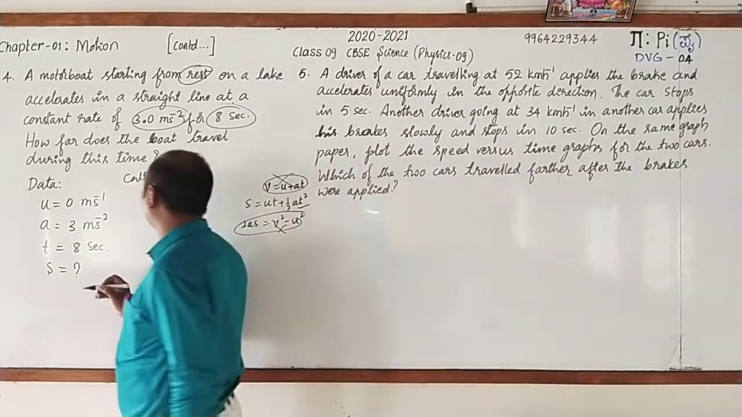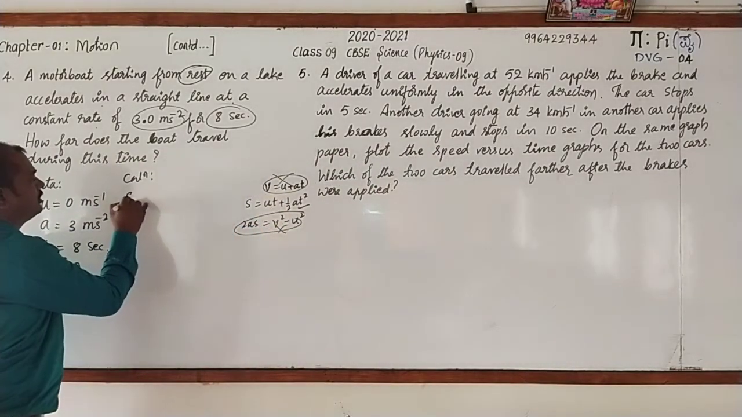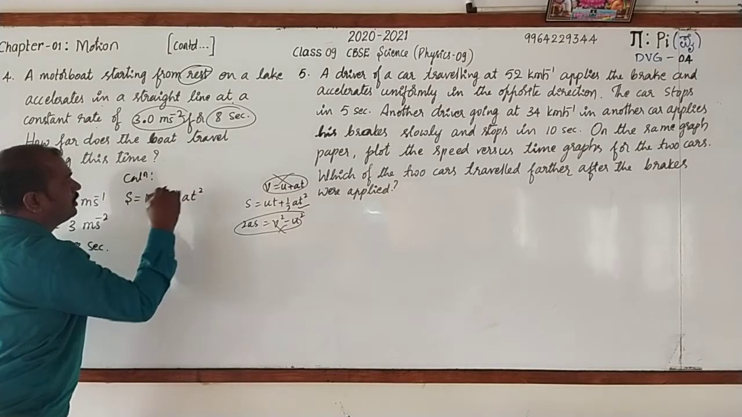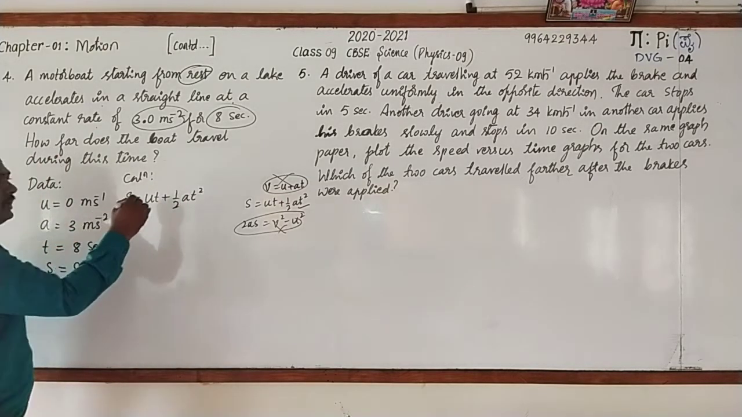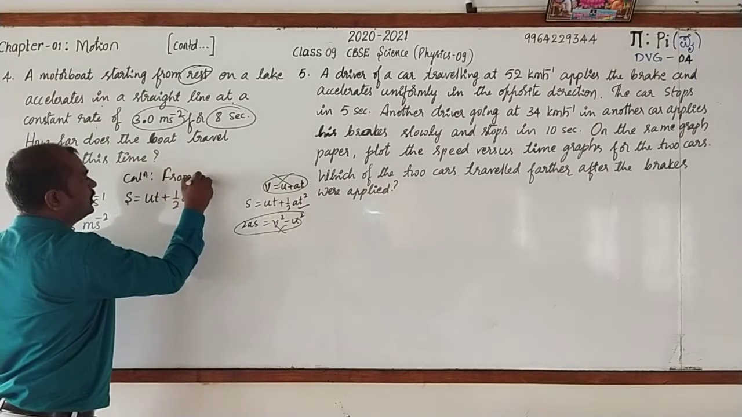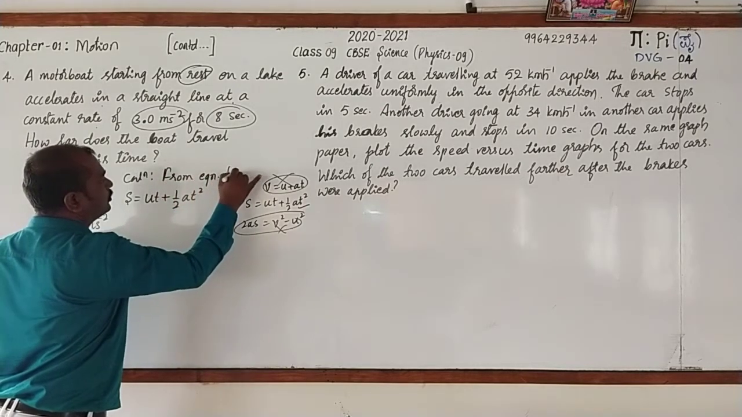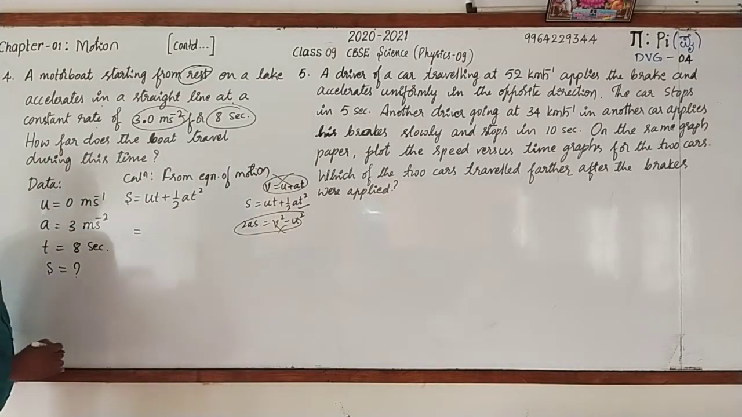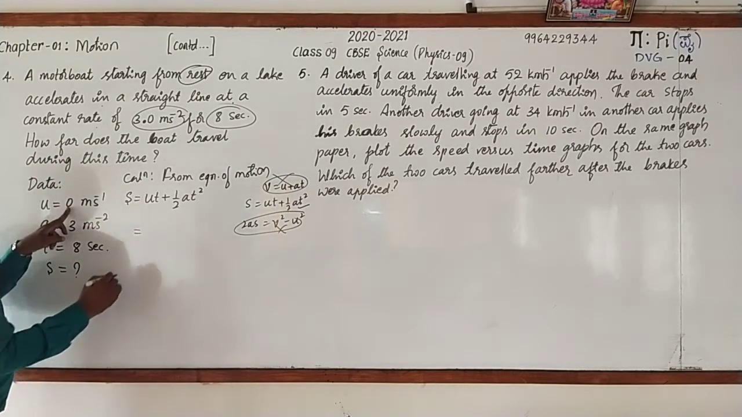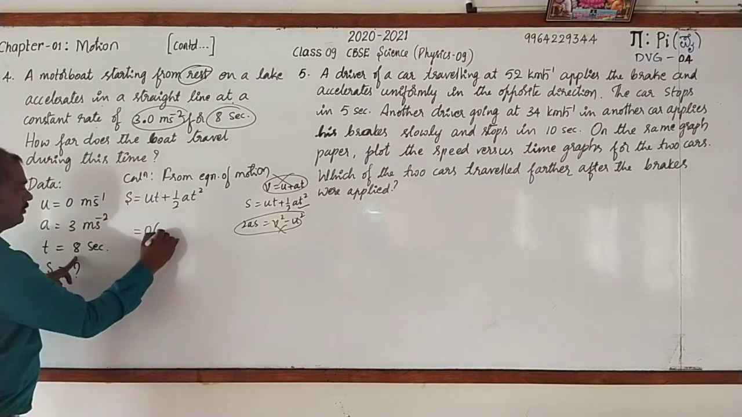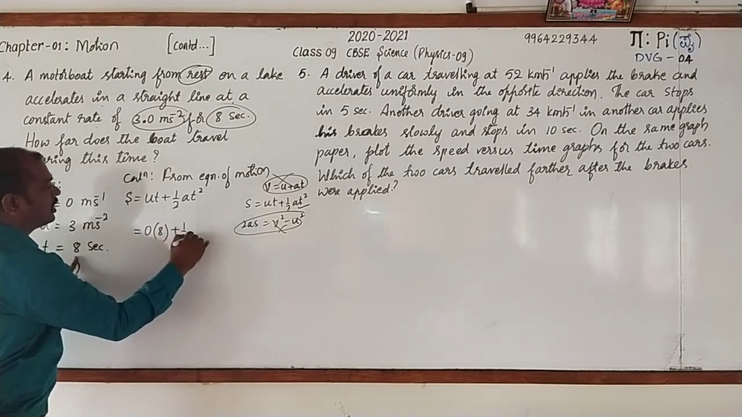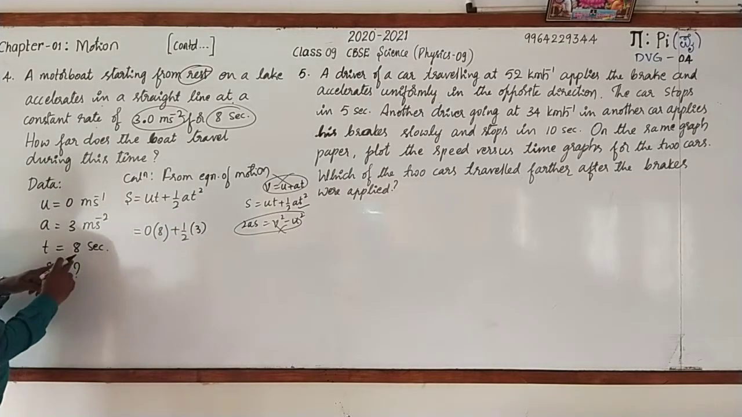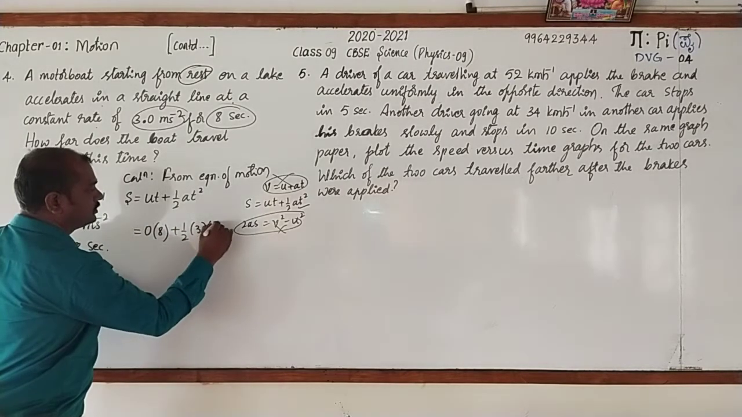Let's take the equation of motion. S equal to UT plus half AT square. On what basis has it been written? From the equation of motion. Now, let us go for substitution. What is U? It is 0. Time 8, plus half into A, where A is 3, and time is 8 whole square.